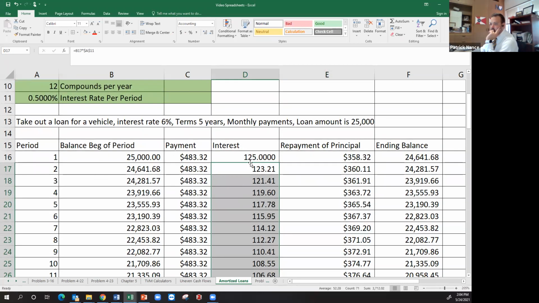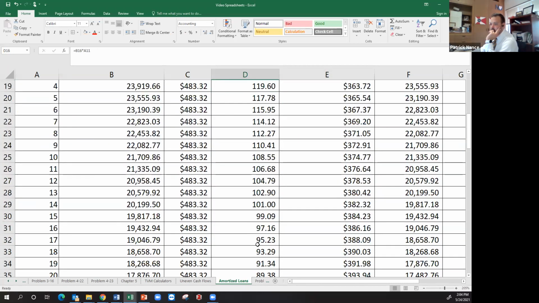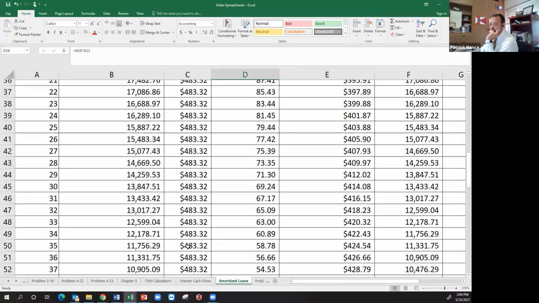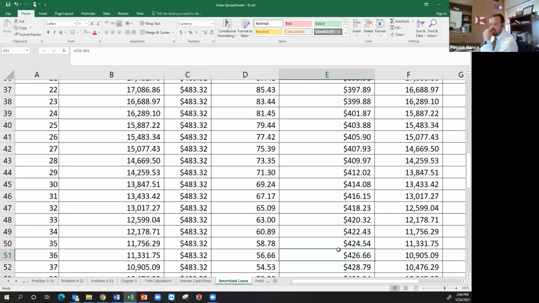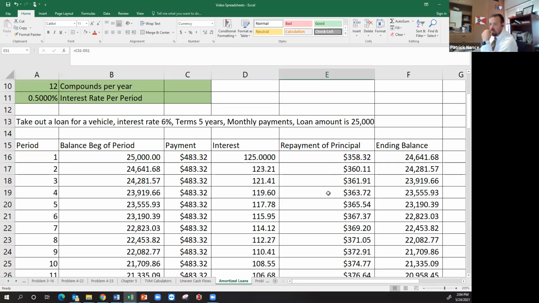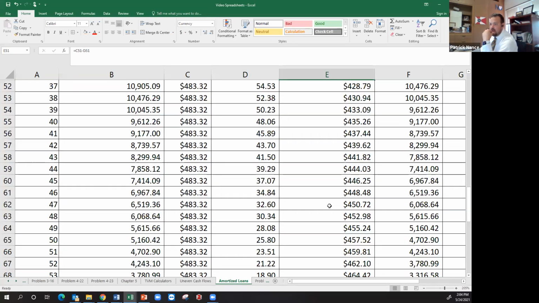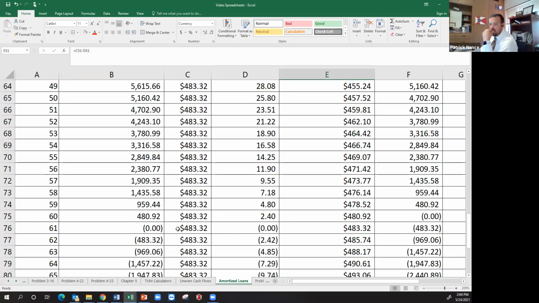Now you should see that this interest amount should always be going down, and it is. By the time we get 3 years in, only $56 is going towards interest, and the remainder is going towards principal. My repayment of principal should always be going up. It actually went further than I wanted it to, but you notice it hit 0 at 60 months, which is where it should hit 0. At 60 months, on my last payment, only $2.40 is actually interest. So it's pretty much all principal then.